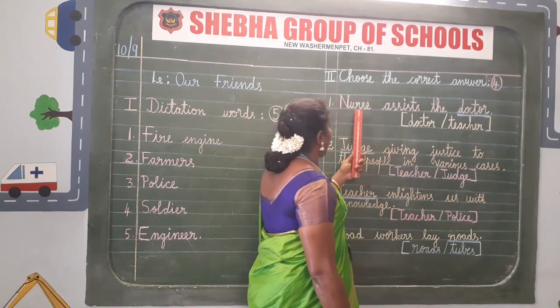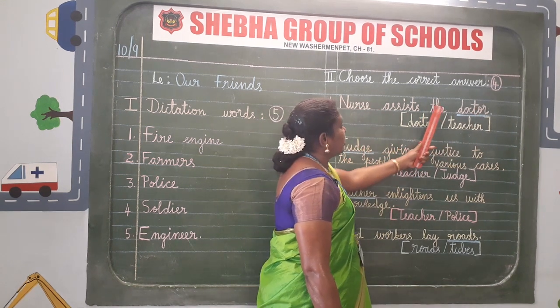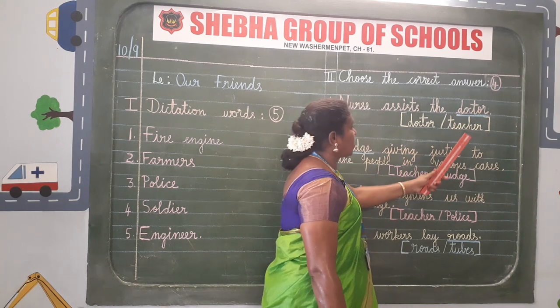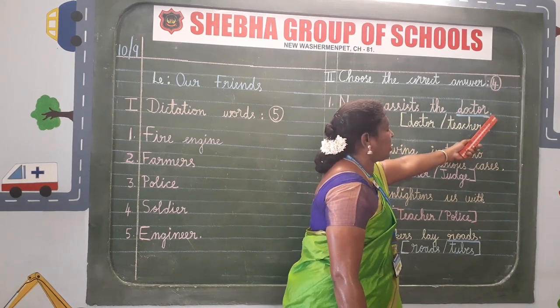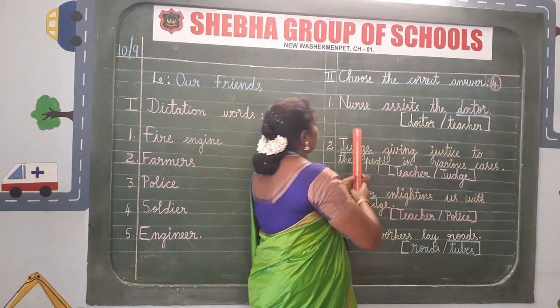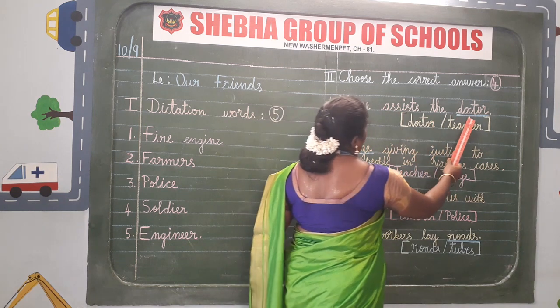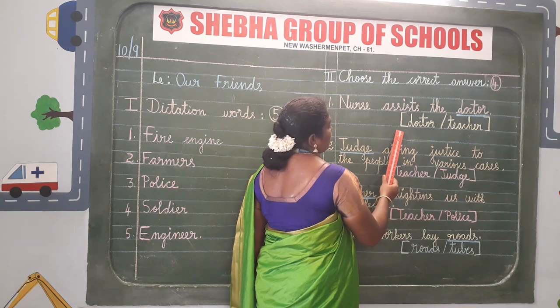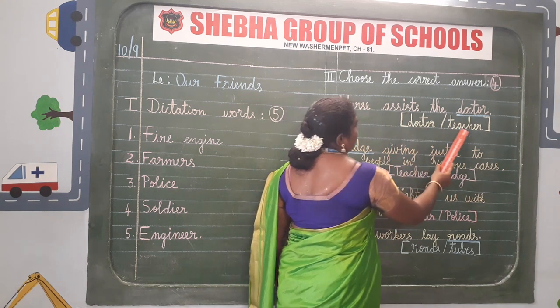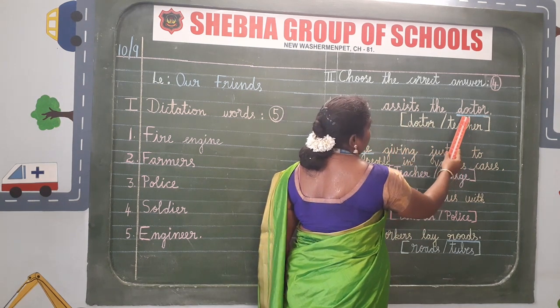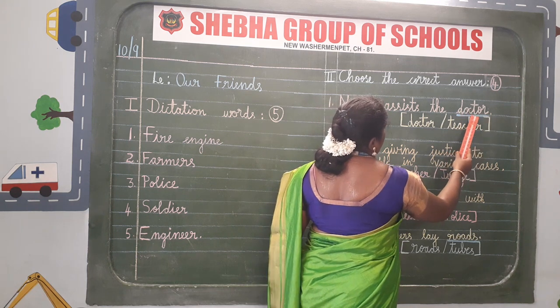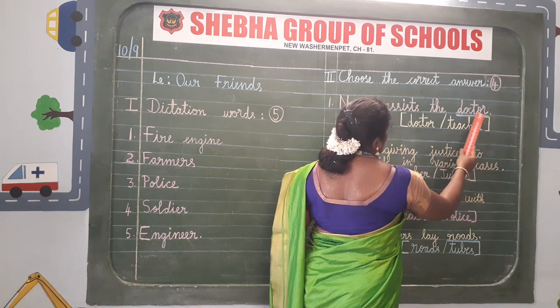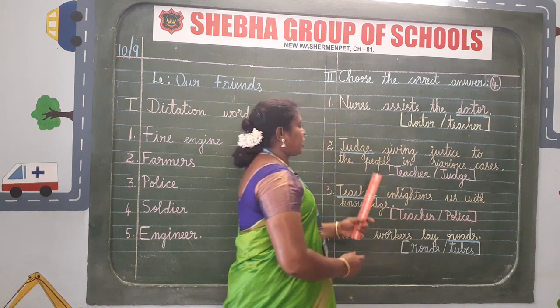Nurse assists the doctor. See, I have left finger space between each word. Okay, children, then end the sentence with a full stop. Nurse assists the doctor. Doctor is the correct answer. The options given are doctor, teacher. The correct answer is doctor. D-O-C-T-O-R. Doctor.